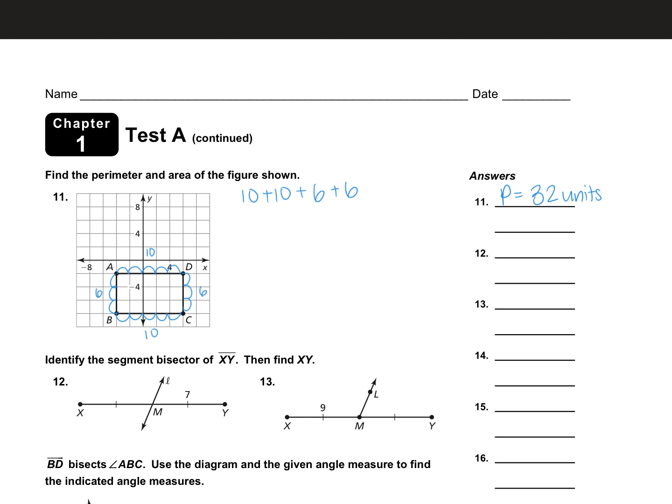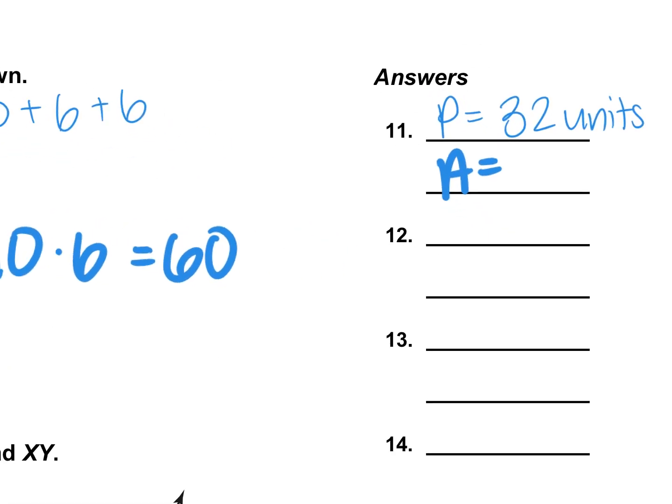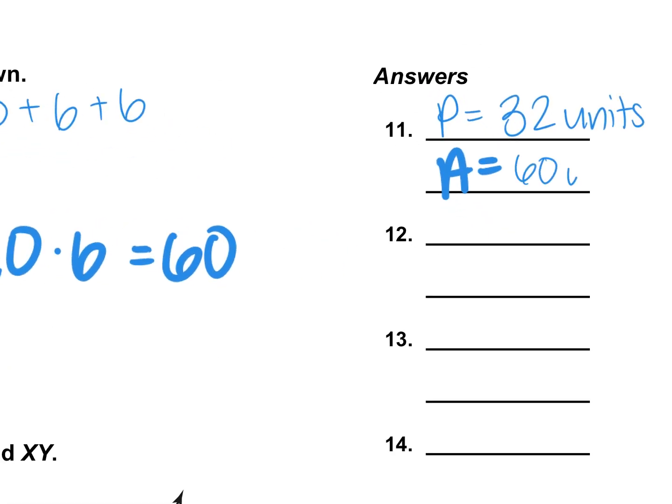All right, area. How do I find my area? Have to know your area formula. And what's my area formula for a quadrilateral? Yes. Length times width, base times height. It's the same. So I'm multiplying. Area is going to equal 60. 10 times 6, which, yes, is 60. Area equals 60. This one's units squared. Area is always squared.